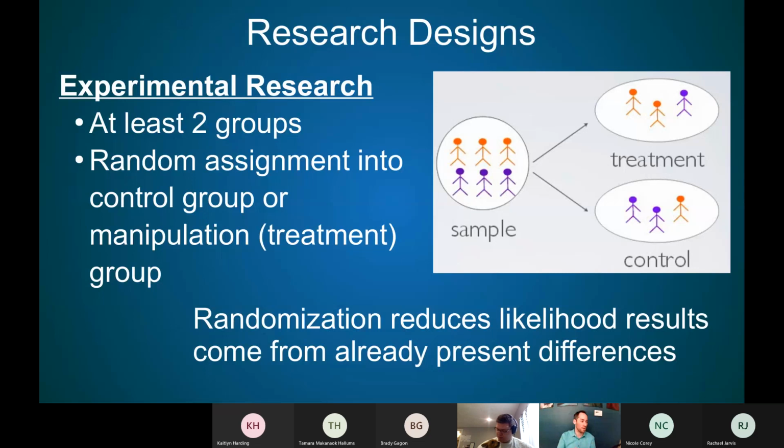So you can do it in a lot of different ways, but at the very minimum for an experiment, you need two groups: your control and your treatment. This little diagram kind of suggests what you want to happen in random assignment.